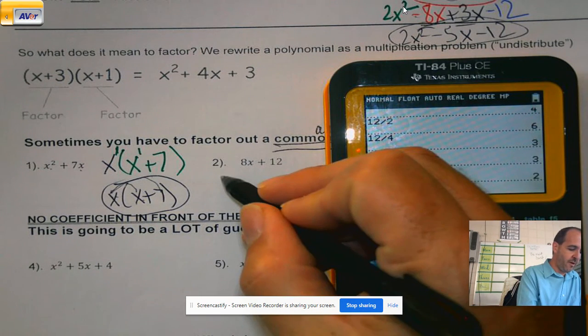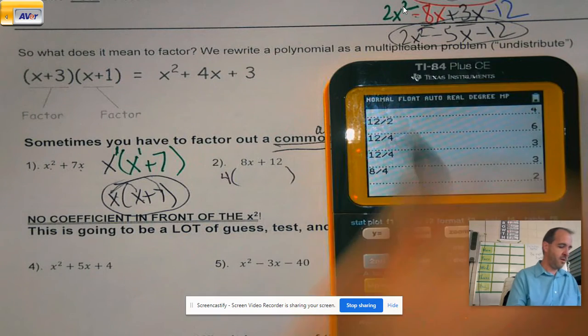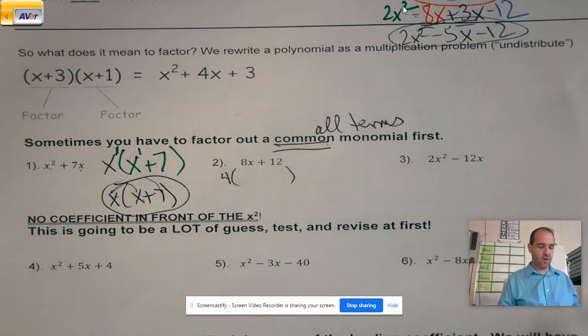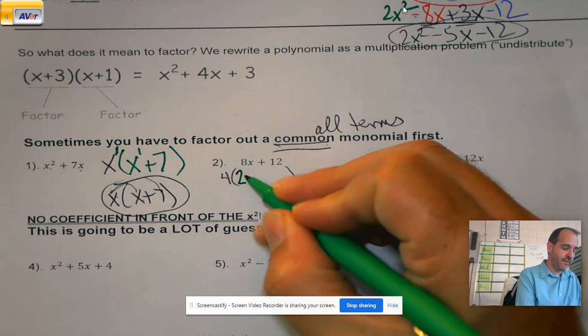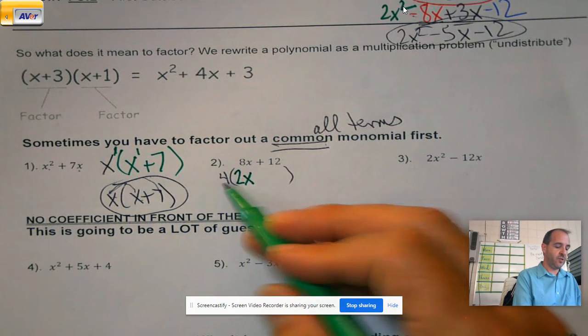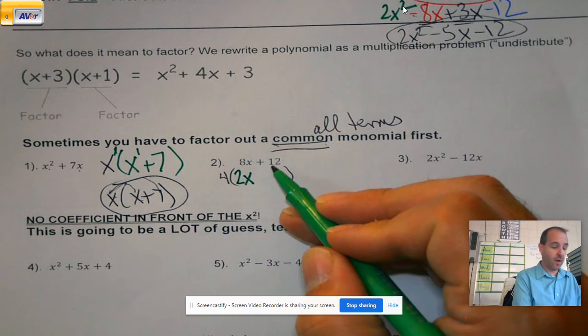So here's where I'm going to introduce an option that you're going to have. I'm going to put the 4 down first. And then we're going to look and go, okay, so 4 times what gets me to 8? 2, can't forget the x. 4 times 2x is 8x. 4 times what gets me to 12? 3.